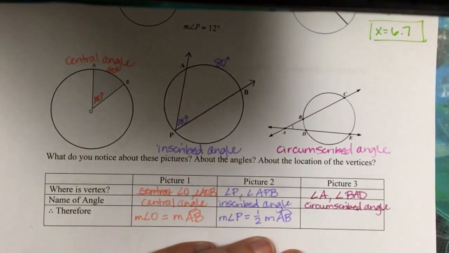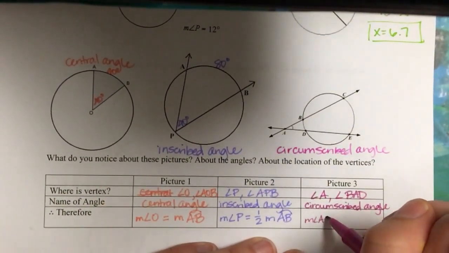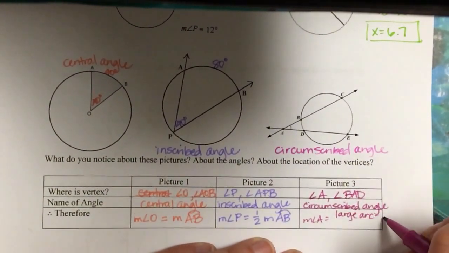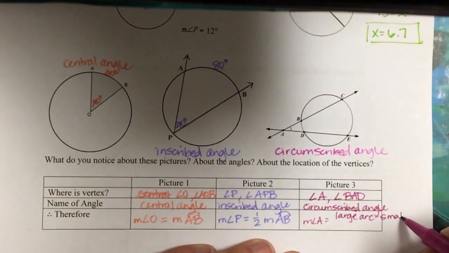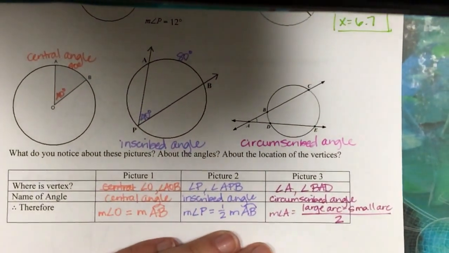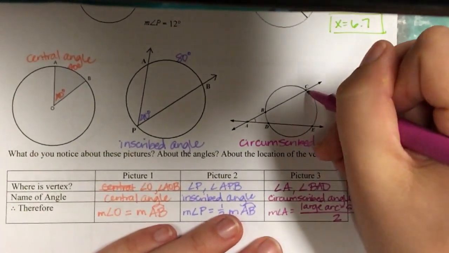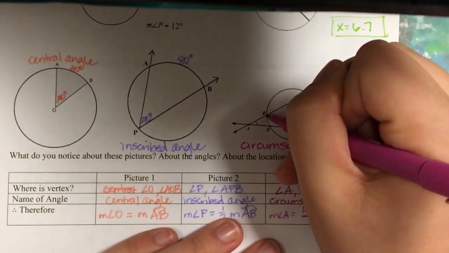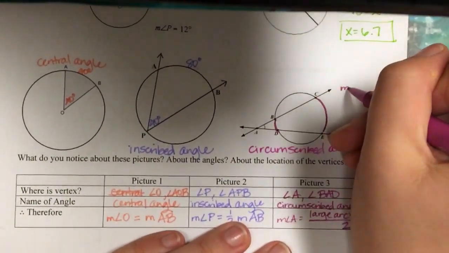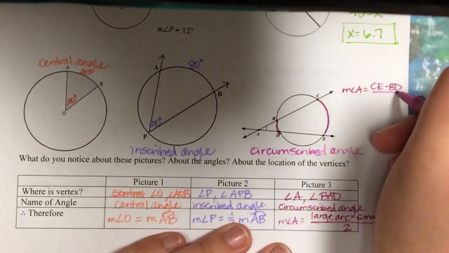And this one has a pretty special formula. So the way that you find this one, the measure of angle A equals a large arc minus a small arc divided by 2. And I could get more technical with that definition, but I think that's the easiest way to interpret it. So basically you're doing CE minus BD divided by 2. Okay, so the measure of angle A equals CE minus BD divided by 2.